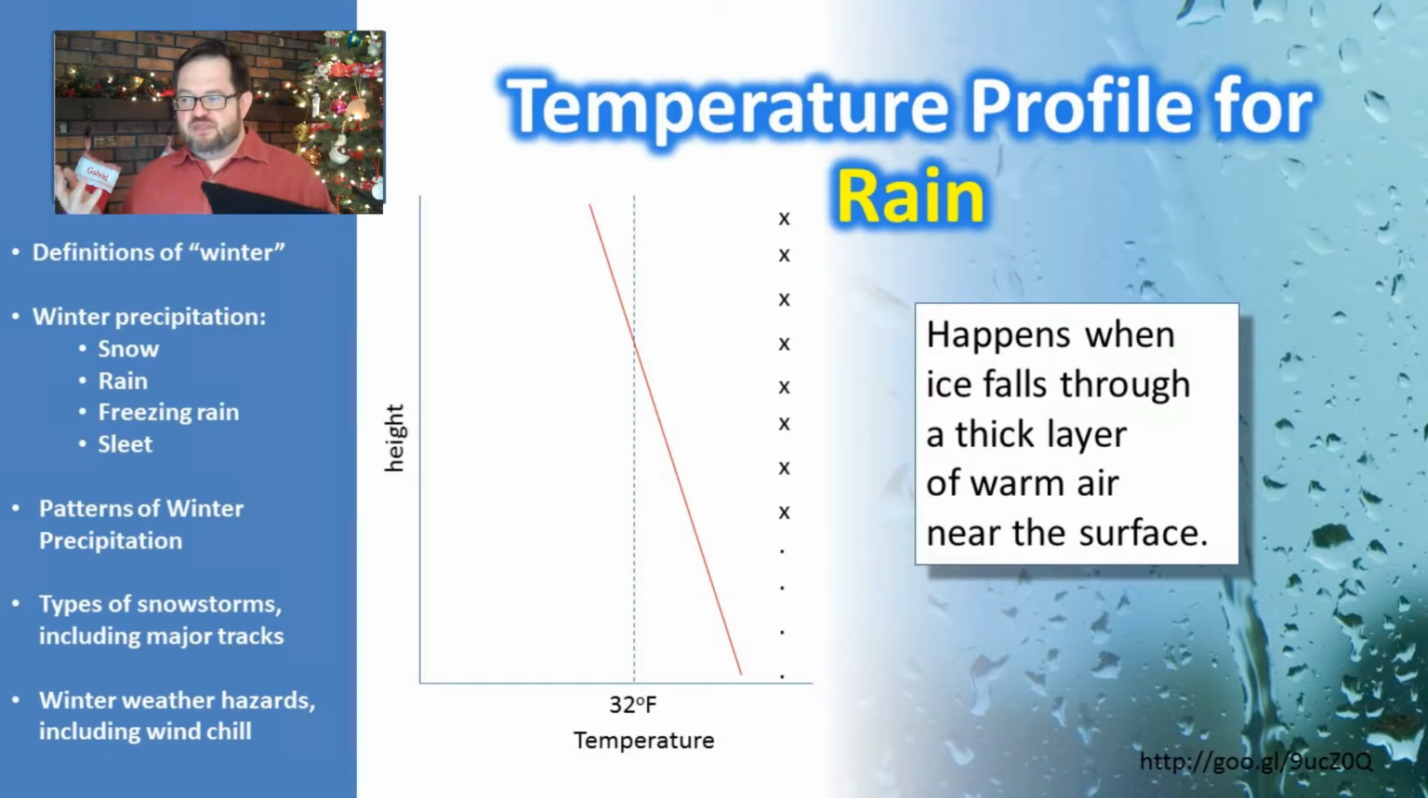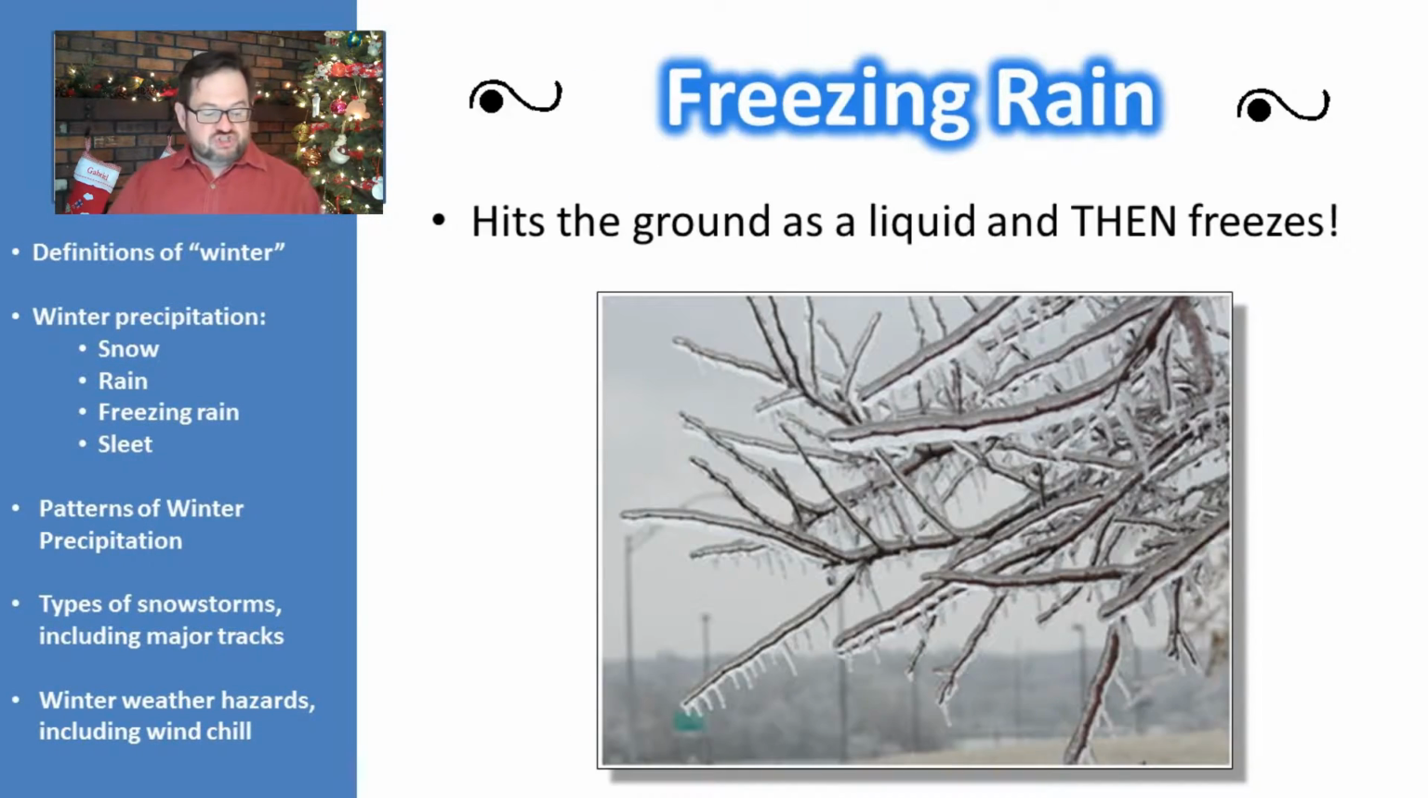Basically, if the ice crystal falls through a thick enough layer of warm enough air, it melts and you have rain instead. I don't think we need to bog down too much with rain itself, so much as to talk about freezing rain. Now, freezing rain is another type of winter precipitation. For what it's worth, the symbol for freezing rain is sort of this sideways S with a dot under it. Kind of looks like an eyebrow to me. I have no idea what that symbol is supposed to look like, but it's the standard symbol in meteorology for freezing rain.